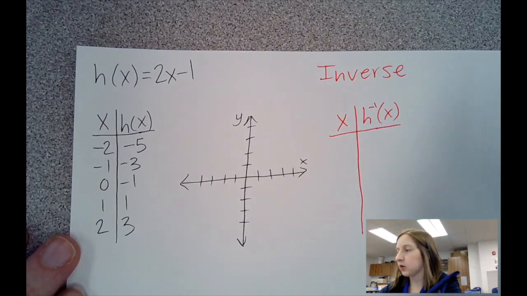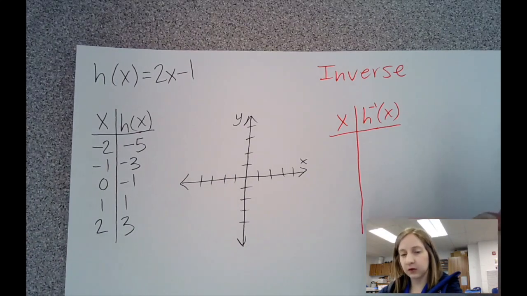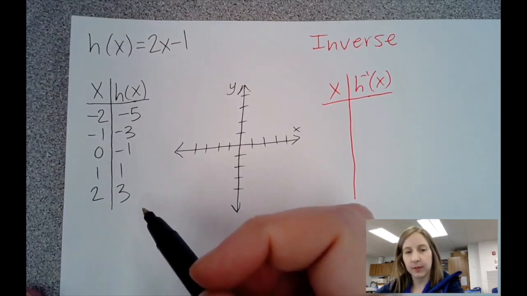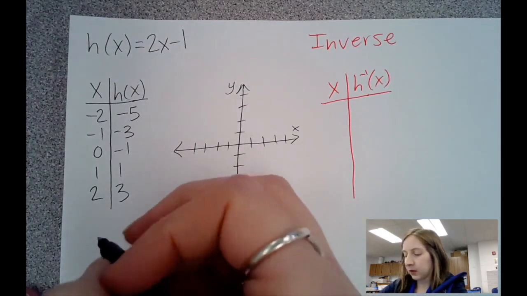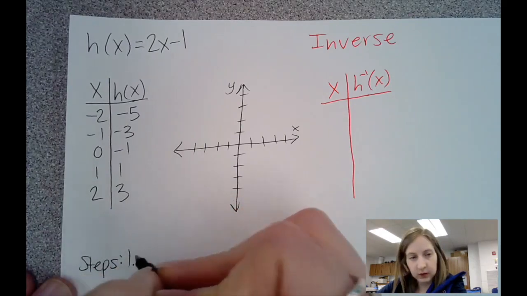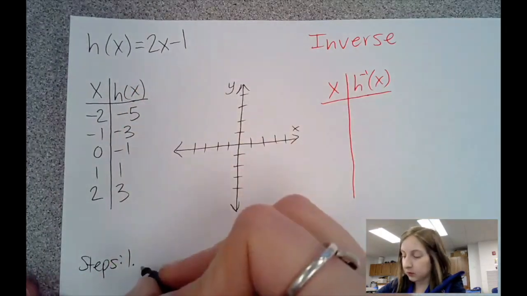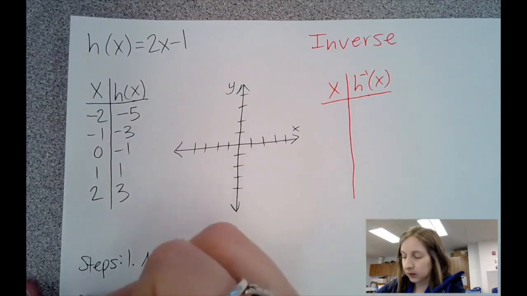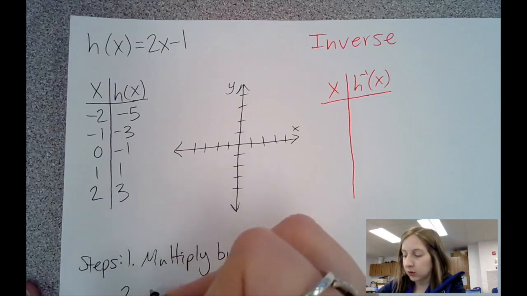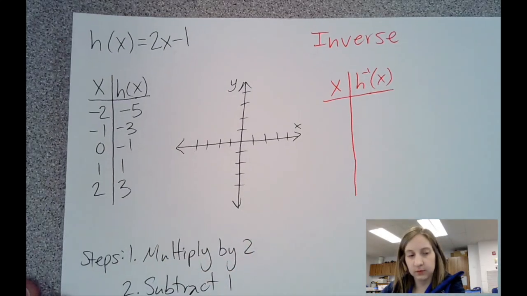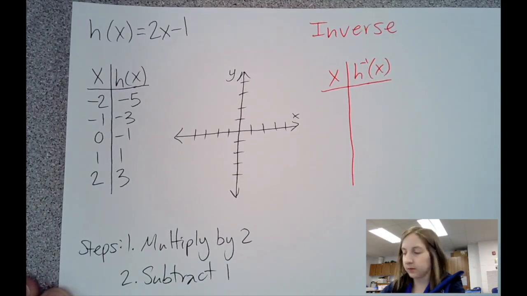Now, if I go to do the inverse and make a table of the inverse, I need to actually write down what my steps were so I can figure out the inverse. So step 1, right here, would be multiply by 2. And step 2 would be subtract 1. Multiply by 2, subtract 1.